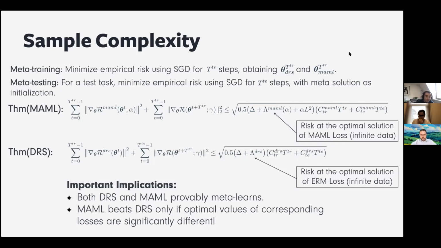So this is interesting because it also shows that I can apply this simple DRS or simple ERM as a provably good meta-learning algorithm. Three, if there is no modeling error difference, so basically if the risk at the optimal solution is the same, then we can actually prove that DRS is always better. But of course, this is not the case. And typically, I expect the modeling error for meta-learning to be slightly lower.